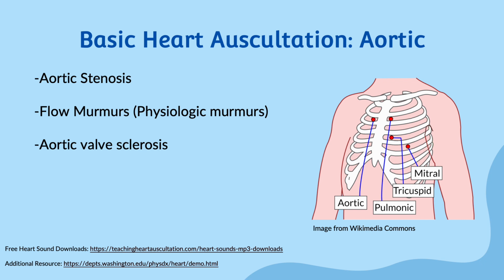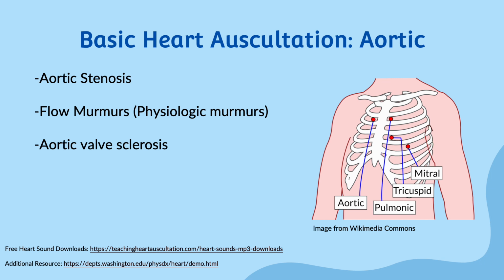Murmurs best heard at the aortic valve listening post include aortic stenosis, flow murmurs, and aortic valve sclerosis. Aortic stenosis is a condition in which the aortic valve in the heart, which controls blood flow from the left ventricle into the aorta, becomes narrowed. This can impede blood flow to the rest of the body and put strain on the heart. Aortic stenosis can be treated with medication, lifestyle changes, or surgery to repair or replace the valve.